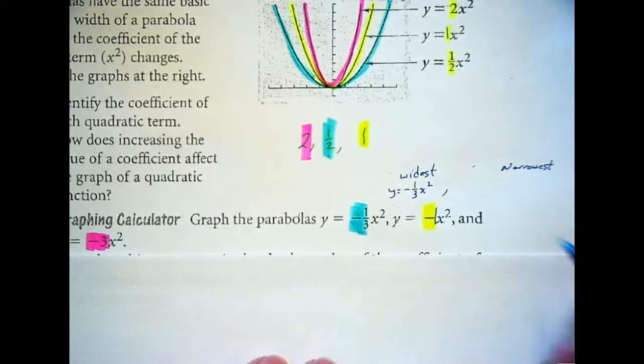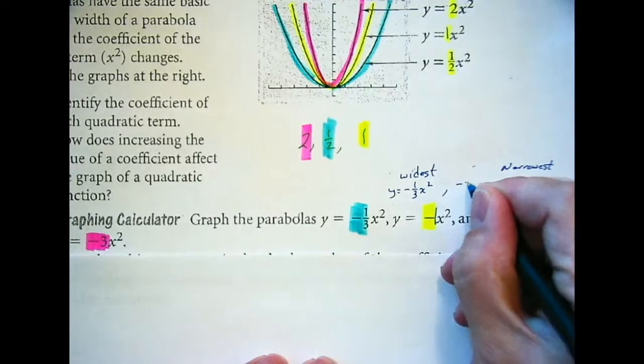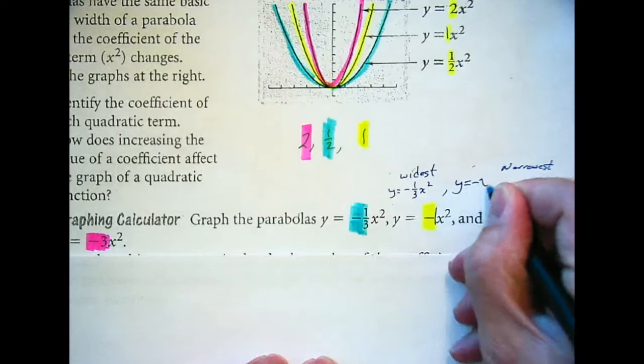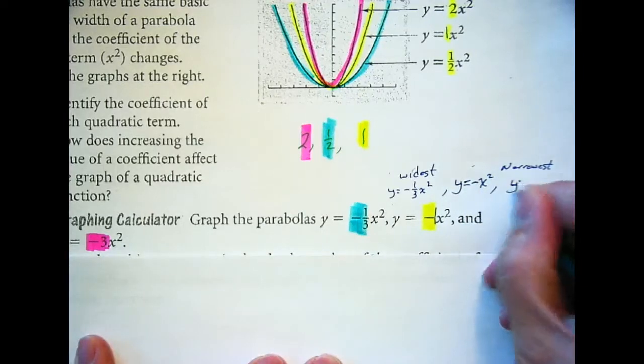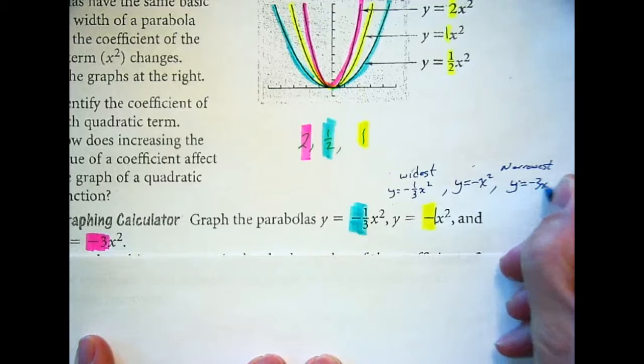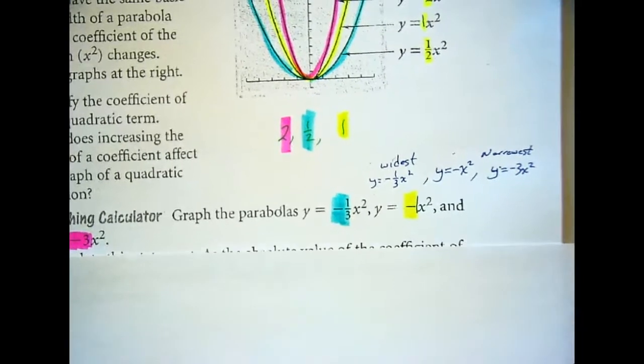Negative x squared, negative 1x squared. So y equals negative x squared. And then obviously the one furthest from 0, negative 3x squared. Always put that y equals. You'll notice I sometimes start to forget that. Get that y equals in there, otherwise you don't have an equation.